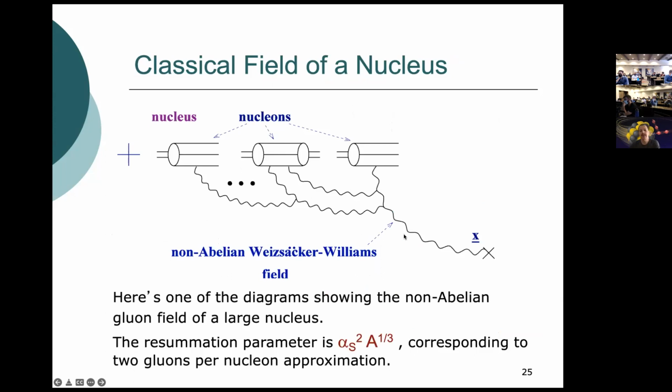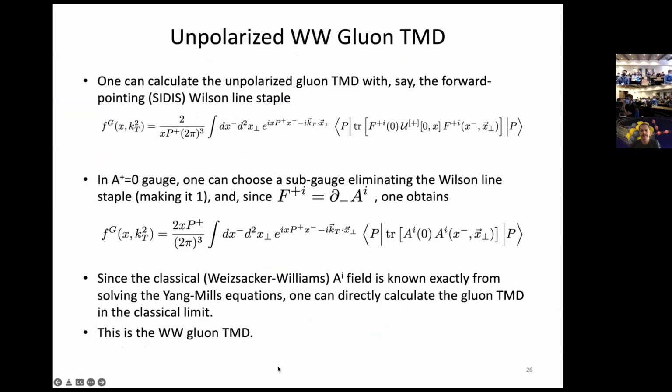So, okay, this is just a diagram of what this gluon field looks like. Classical fields, as some of you may know, correspond to tree-level diagrams, and so that's a tree-level diagram. And we can discuss it more. So there are no loops, even though it appears there are some loops. They're not really true loops here. So this is a classical field. It's not a trivial field. It's a complicated field. It's in some sense all orders in the coupling, and it again resums the powers of the same parameter, alpha_s^2 A^(1/3), as the multiple rescatterings we discussed earlier.